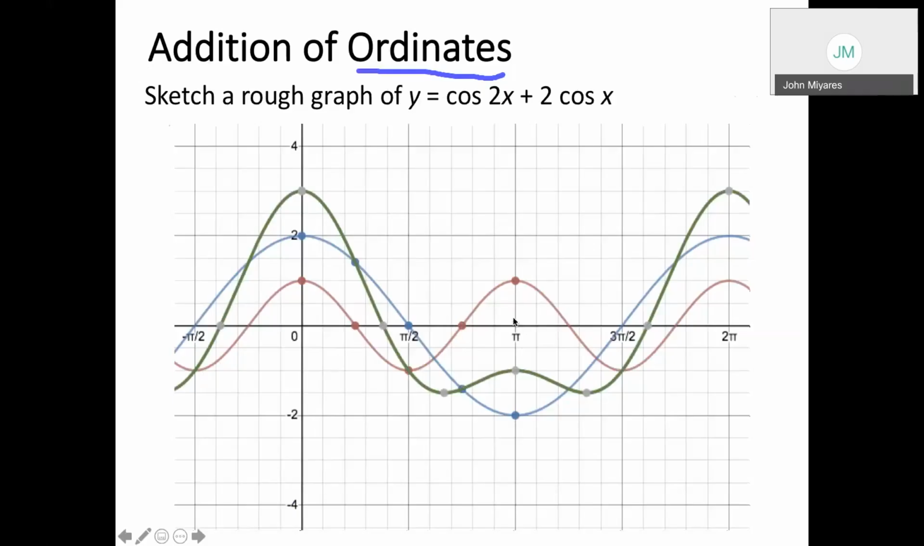Finally, at x equals pi, on the red graph, we're at y equals 1. On the blue graph, I'm at y equals negative 2. So when I add negative 2 plus 1, you're going to get y equals negative 1.